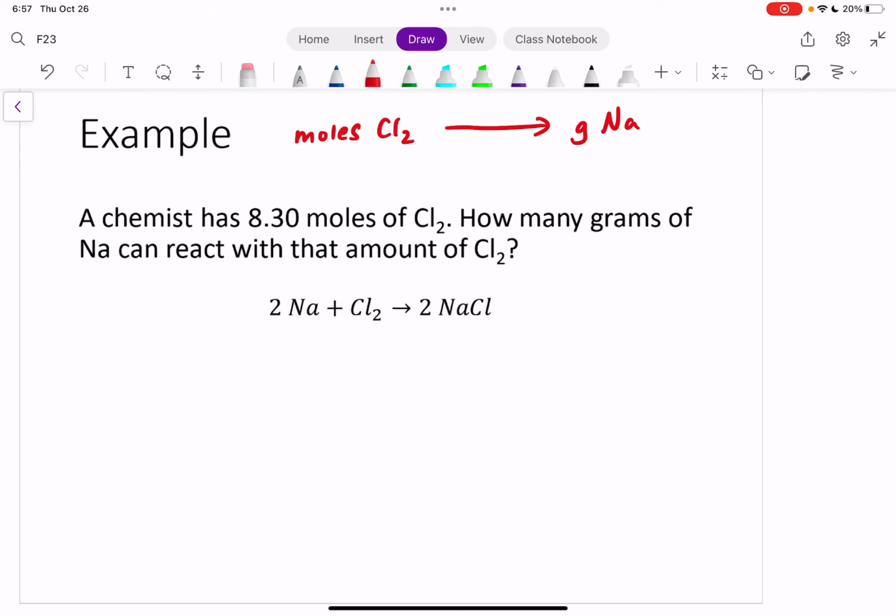Do we know a way to get from moles of A to grams of B in one step? Can I just use the molar mass of Cl2? No, we can't, right? Because the molar mass of Cl2 connects grams and moles of Cl2, right? Grams of Cl2 to moles of Cl2. It doesn't connect moles of Cl2 to grams of Na, right? We can't do that, but we can do it in a couple steps.